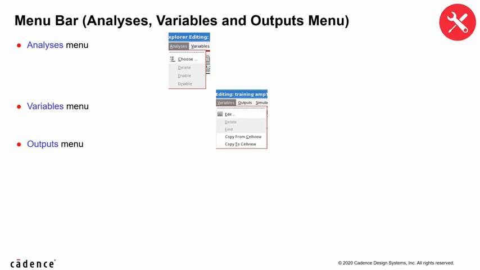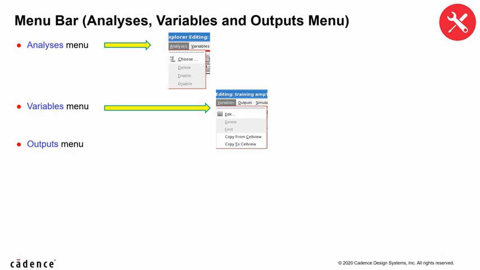Here you see the snapshot of some more menu items. To start with, this is the analysis menu. Click on Choose to bring up a form that allows you to choose from different analyses to set up. You can also access the variables menu, wherein you can use the copy from cell view command, for instance, to copy all your design variables from your schematic and into the setup assistant in the ADE Explorer.